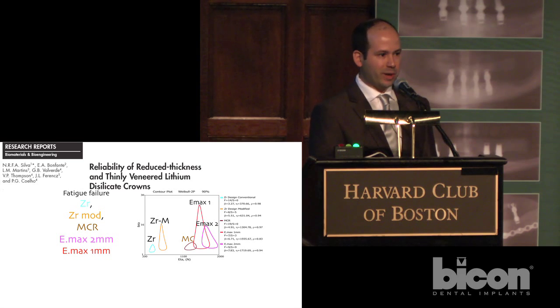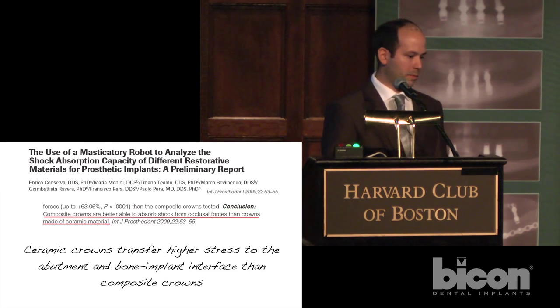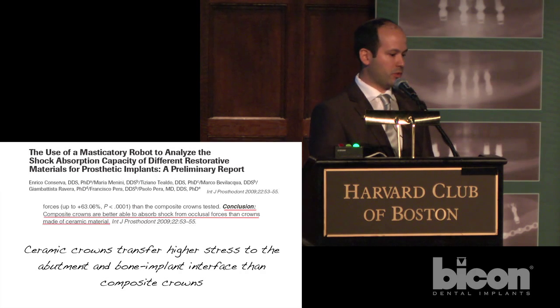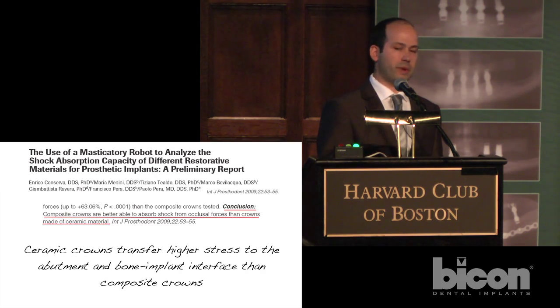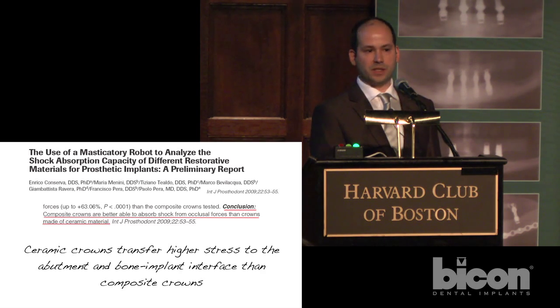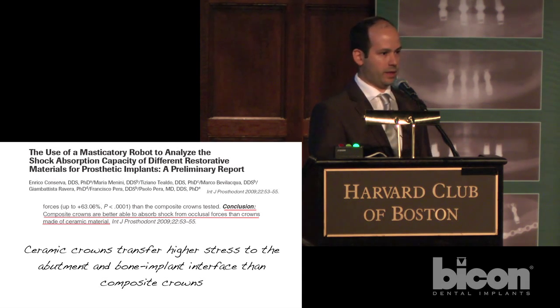But now for implants, there are a few other things that I would like to invite you to reflect on with me. One of them is that composite crowns have been shown to be better able to absorb shock from occlusal forces than crowns made of metal ceramic. And this seems to have an important impact on bone. It has been shown that ceramic crowns transfer higher stresses to the abutment and bone-implant interface than composite crowns.